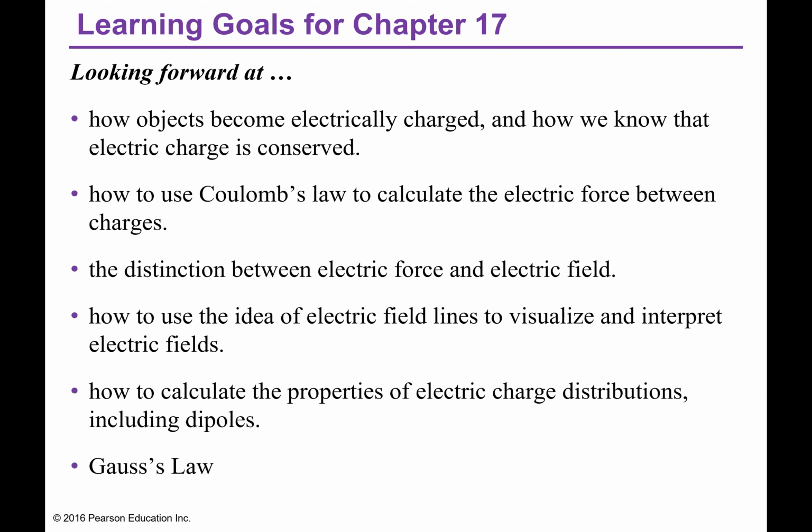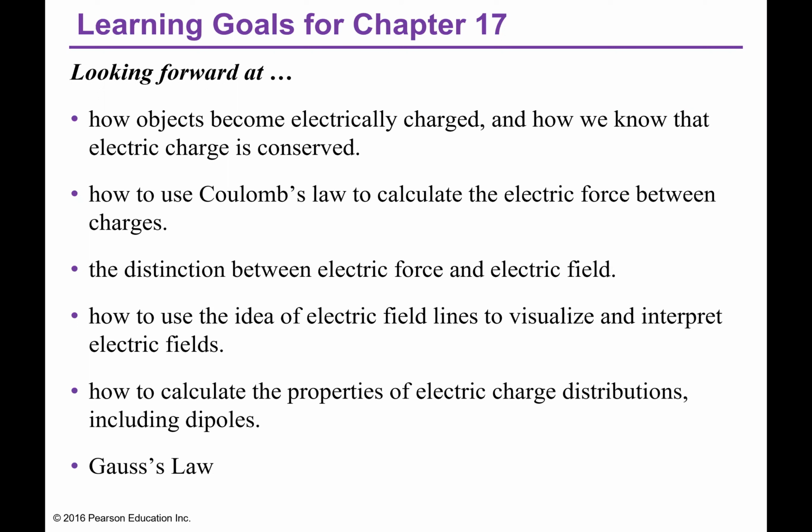And then we're going to look at what we call Coulomb's law. Coulomb's law describes what happens between two charged particles. We're going to see that there is a force, a new type of force, electric force, between two particles or two objects that are electrically charged. And we're going to look at some applications of Coulomb's law.